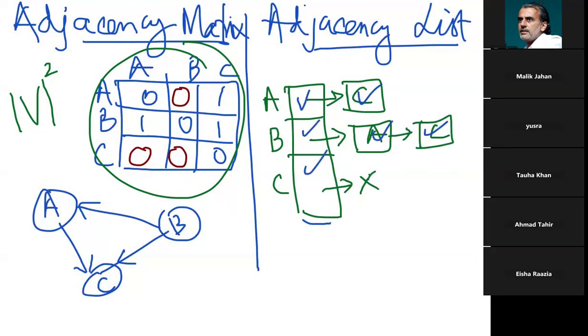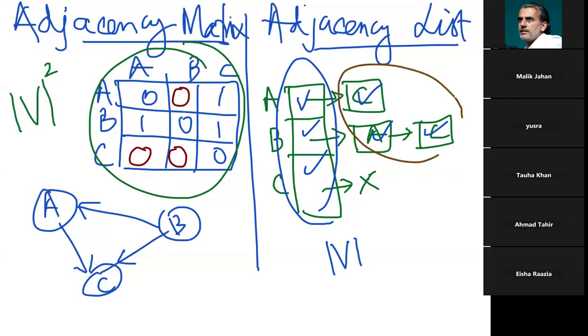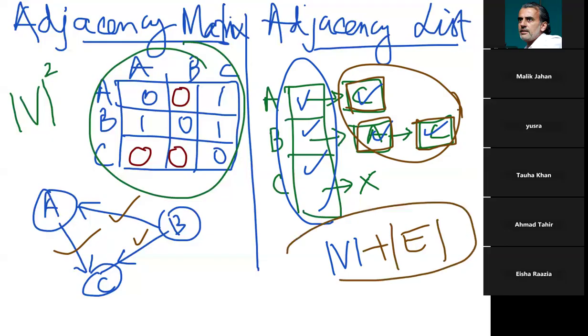These first 3 spaces are essentially representing the size of the set of vertices. The second component, which is this part, is coming from edges, because each edge is making us create an object, or more specifically create a box or an entry over there. That means the total number of items which we need to store, or the size of the adjacency list, is going to be V plus E. And the size of the adjacency matrix is going to be V squared.